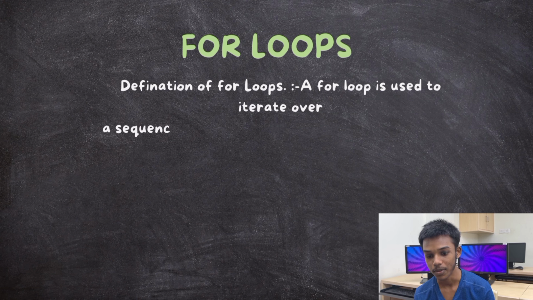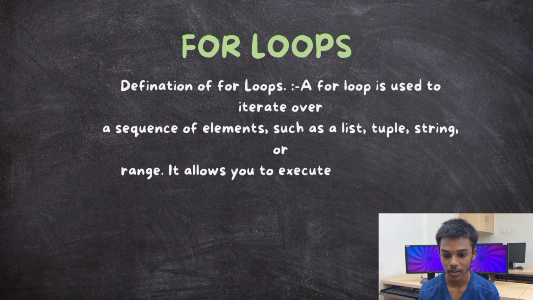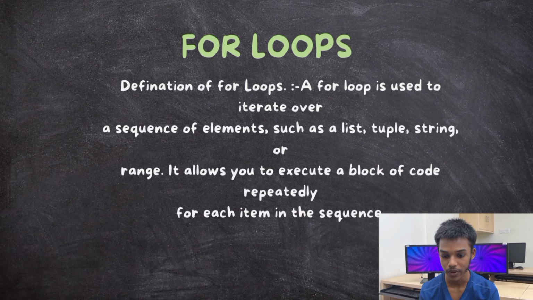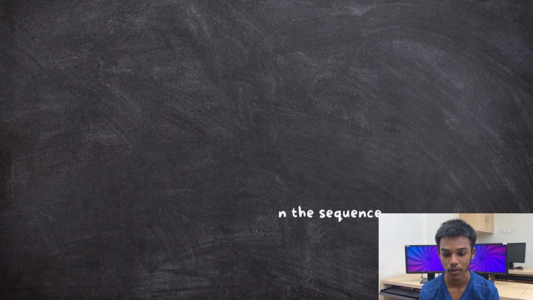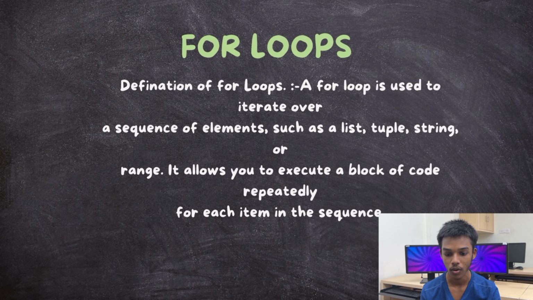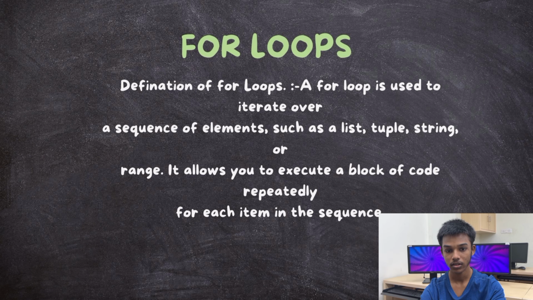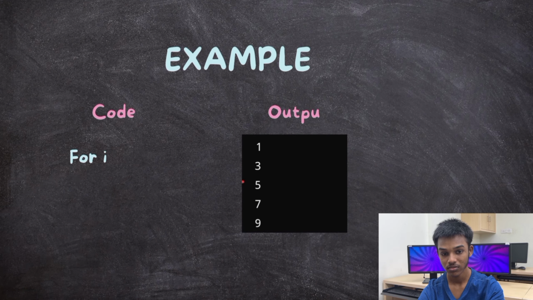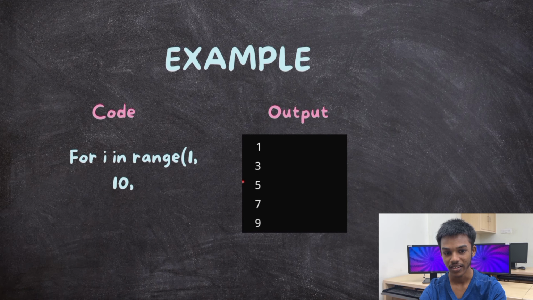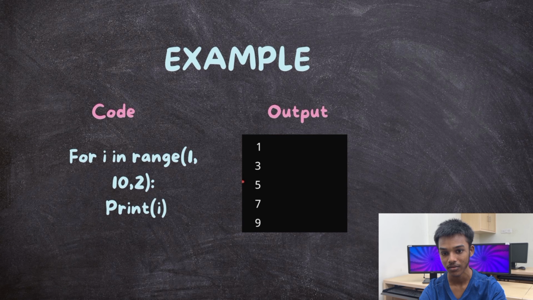Hello, I am here to explain the for loop. Basically, the for loop is used to iterate over a sequence of elements such as a list, tuple, string, or range. It allows us to execute a block of code repeatedly for each item in the sequence. Let's start the code. The for i in range means we want to print numbers in a range, like the first 5 numbers. So we will put 5 here, then we will get the first 5 numbers.